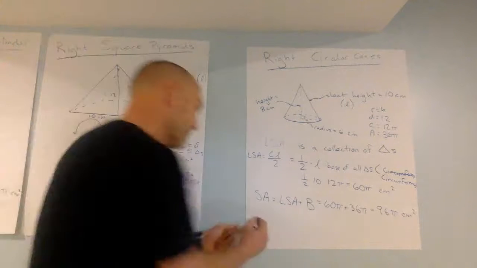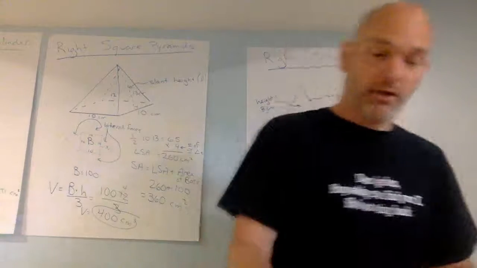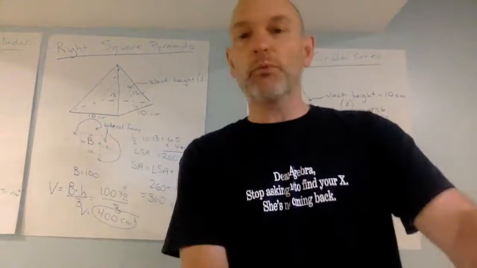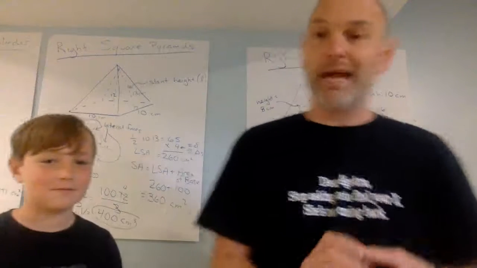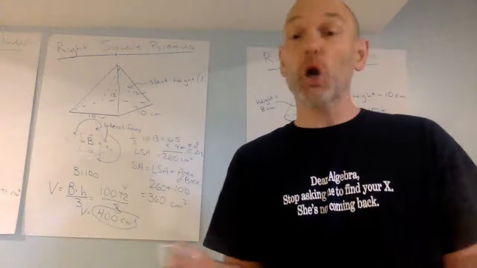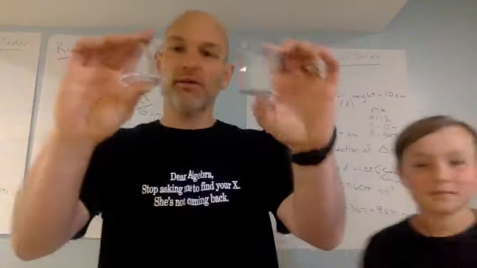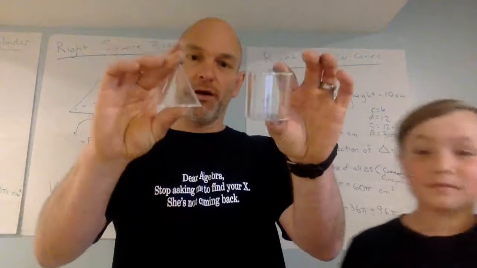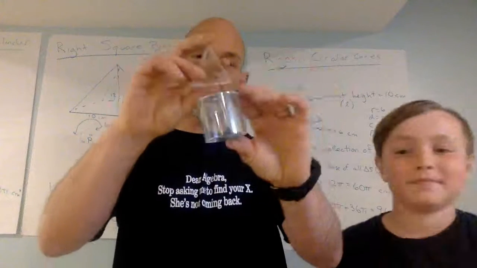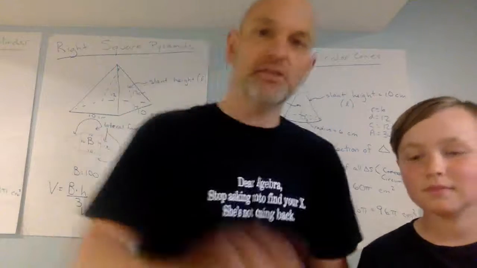Now, let's do volume. My trusty assistant is here again to help us out. We saw what happened with the pyramid: it was the area of the base times height divided by 3, because 3 pyramids fit into one prism. Let's try that again with our cones and our cylinders. Same thing, the two of them have the same height and equal bases. Let's see what we can do here.